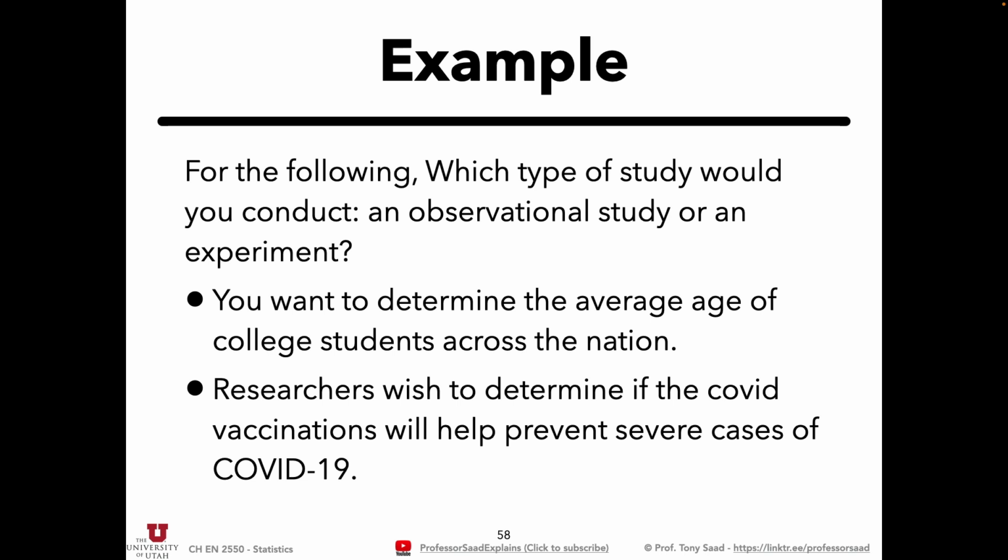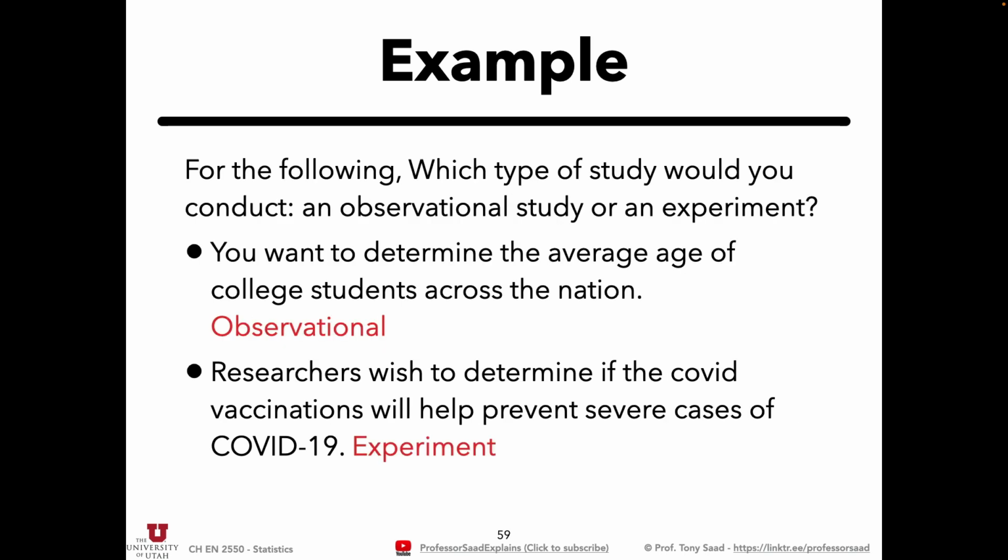The researchers wish to determine if the COVID vaccination will help prevent severe cases of COVID-19. That would be an experiment. You can do an observation, but an experiment you have more control, because then you want to make sure that it's truly the vaccine that is reducing the effects of COVID, not other factors. So you do a placebo and whatnot. We'll learn about that in a second.